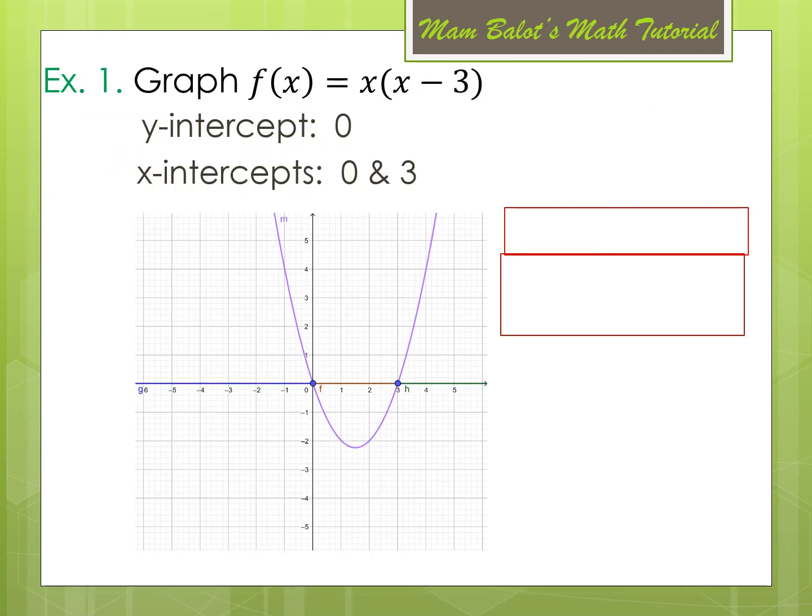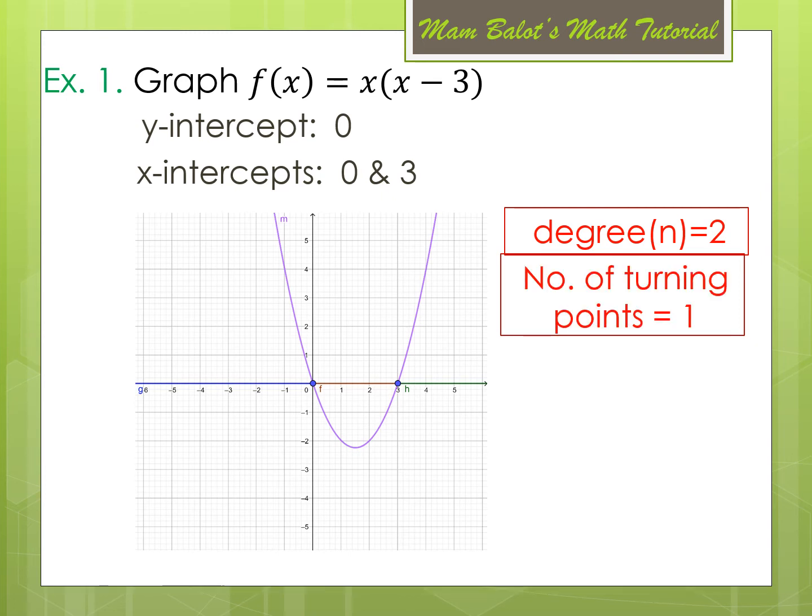Now looking back at example number 1, the degree of our function is equal to 2 because we have two factors there. If we multiply the factors x times x minus 3, the result would be x squared minus 3x, so the degree is equal to 2. And if we look at the graph, the number of turning points is just equal to 1. A turning point is a point where the graph changes its direction from falling to rising or from rising to falling. In our graph, the turning point is located somewhere here, highlighted in green.